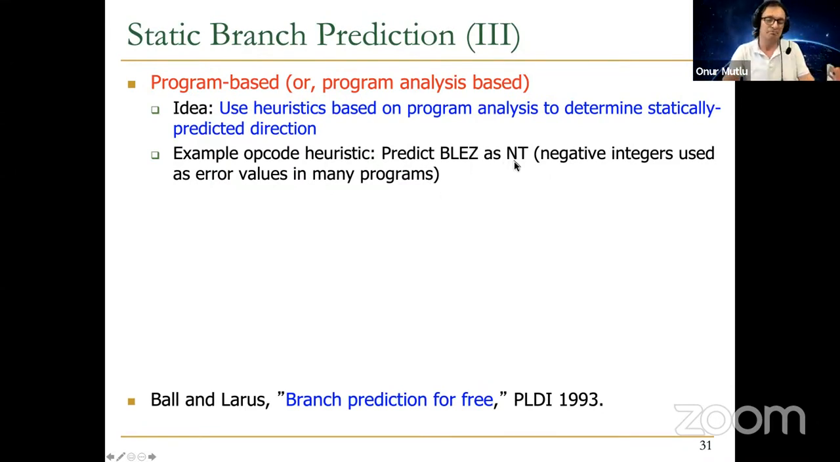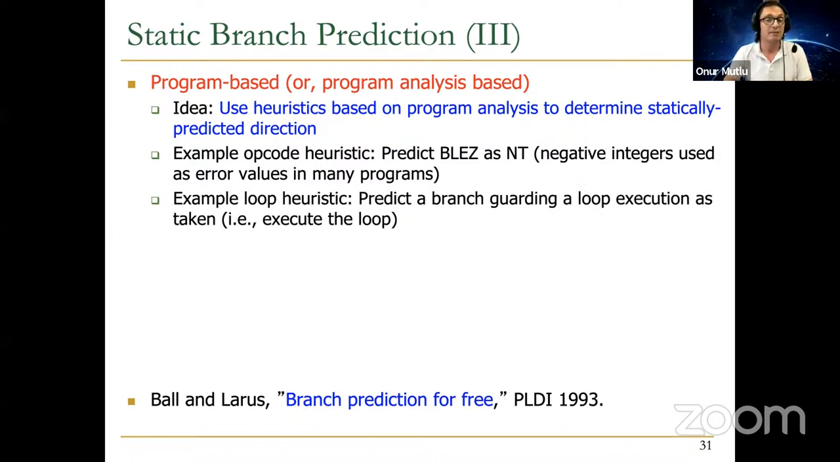Essentially, these authors justify this by saying, usually these branches are not taken because negative integers are used as error values in many programs, and branch less than or equal to zero opcodes are used to avoid those error values. So they're usually not taken. And this is reasonable. They analyzed a bunch of programs. I don't know if this still holds because you can see that this paper is almost 30 years old.